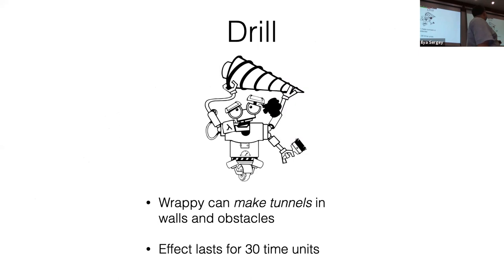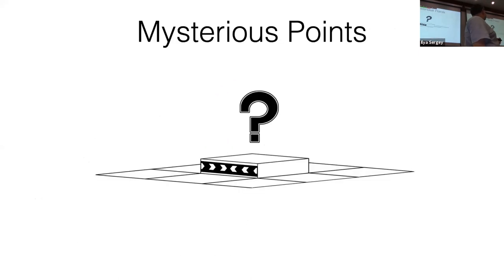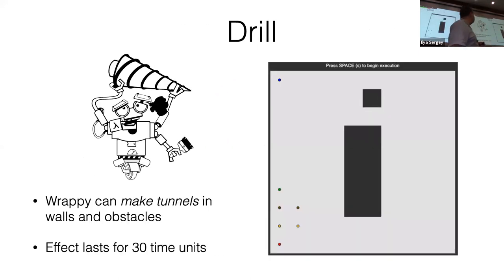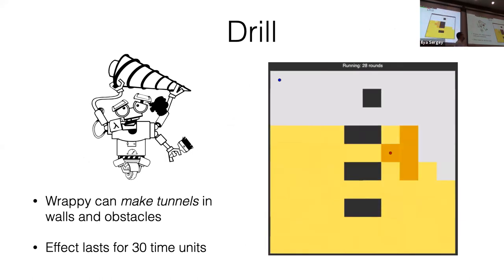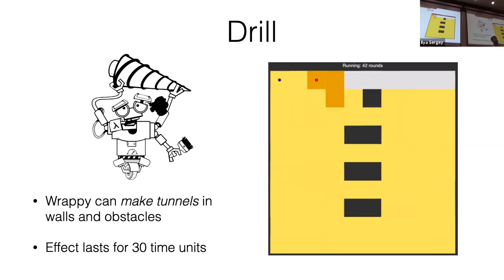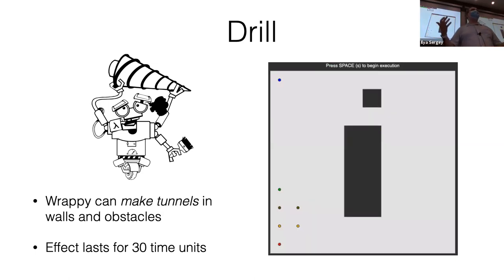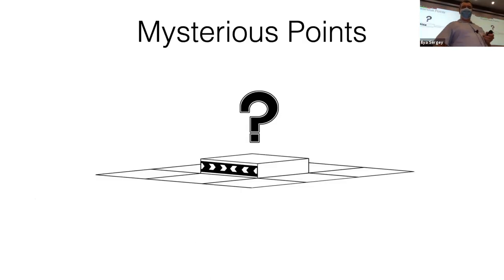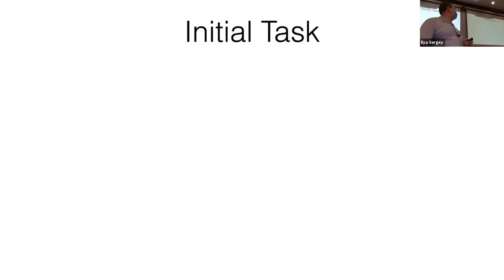It's going to get crazy. So how about this one? The robot can pick up a drill, and that allows it to cut through the walls. And now you see how this problem actually starts getting more interesting, because you don't just have basic path finding and set covering. You also have these bonuses that you can optimize. And we also have these mysterious points, the purpose of which will be announced later.